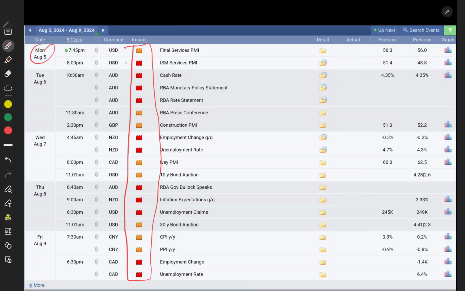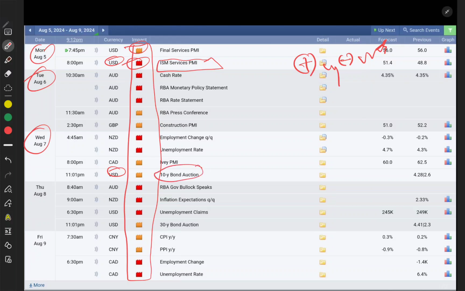And on Monday we have two news, one of them major and one of them small, that means minor. Okay, so if this data, ISM services PMI, comes with positive data, that means green data, we will sell gold. If it comes with negative data, we will buy gold. Okay, and same thing for all of the USD news. That means we don't have any USD news on Tuesday. We have on Wednesday one USD news, 10-year bond auction. So if data come with positive data, we will sell gold, and if with negative, we will buy gold.